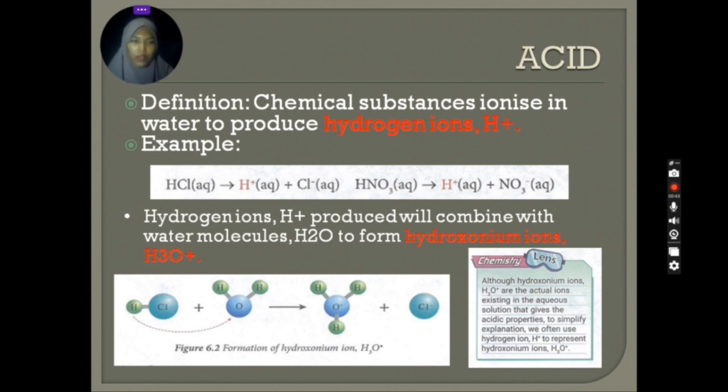What actually happens to the hydrogen ion produced? They will combine with water molecules to form hydroxonium ions. If we look at this box, hydroxonium ions are the actual ions existing in the aqueous solution that give the acidic properties. We often use hydrogen ion to represent hydroxonium ions to simplify the explanation.